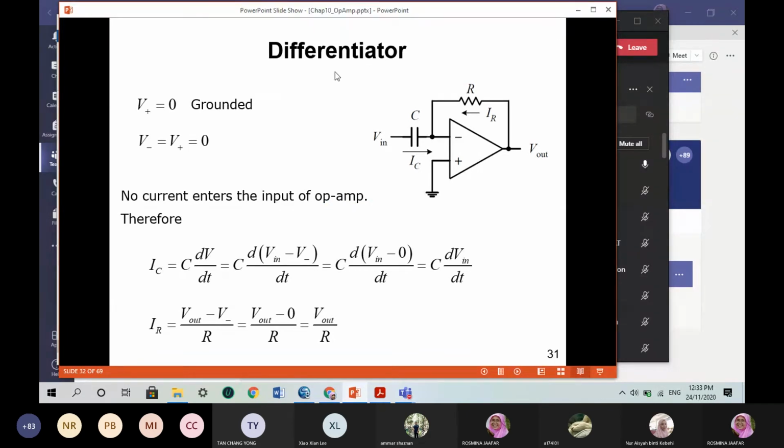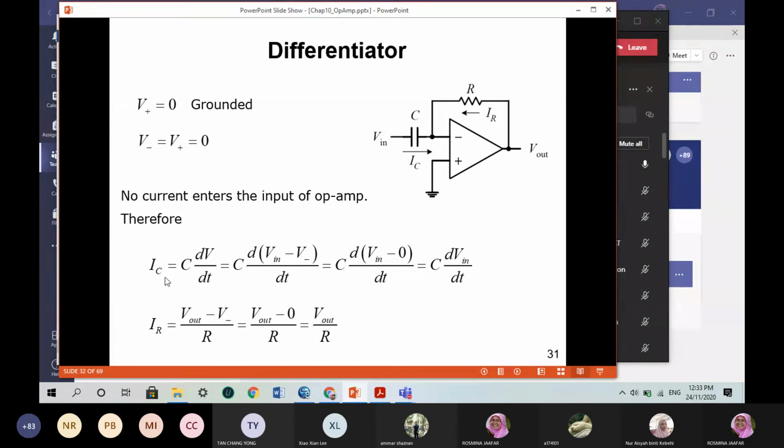The differentiator: you place the capacitor at the input side, and you retain the RF at the feedback path. And for the differentiator, similar rules apply here: when you connect V plus, the non-inverting input terminal of the op-amp, to ground, current will not flow into the op-amp.